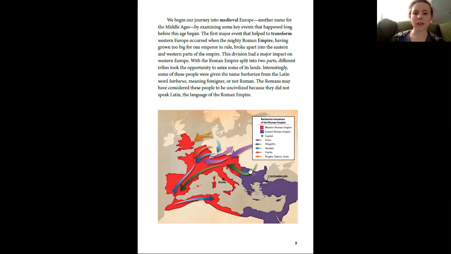And these arrows show us different tribes that were moving throughout these regions, trying to seize land and take control during this time. So we can see with this purple arrow, these were the Huns coming in from Asia in these eastern parts. This green arrow is showing the movement of the Visigoths, another tribe. These blue arrows show the Vandals. The red arrow shows the Franks, and then the yellow arrow here shows the Angles, Saxons, and Jutes.